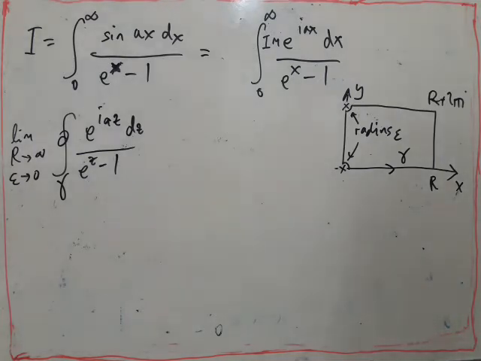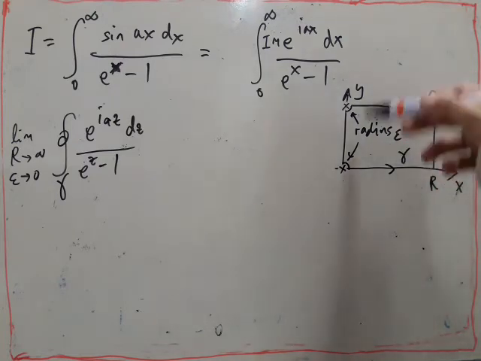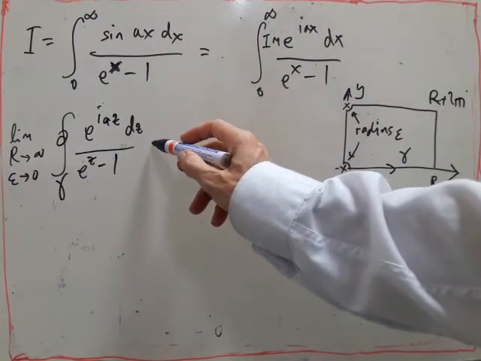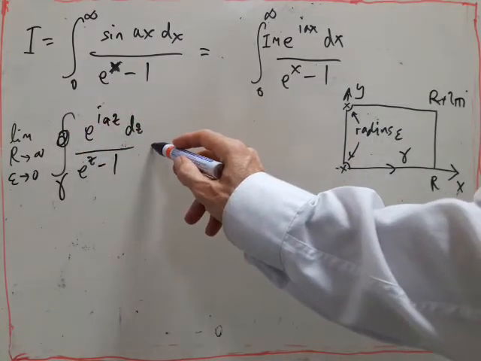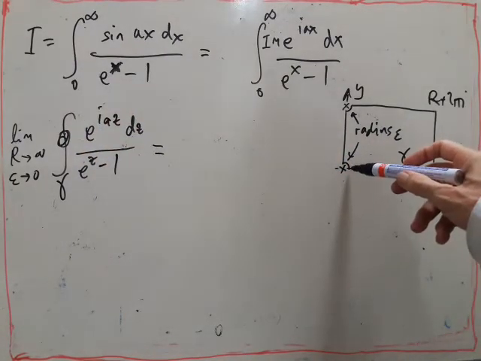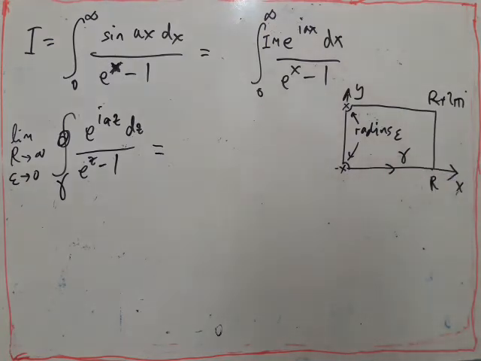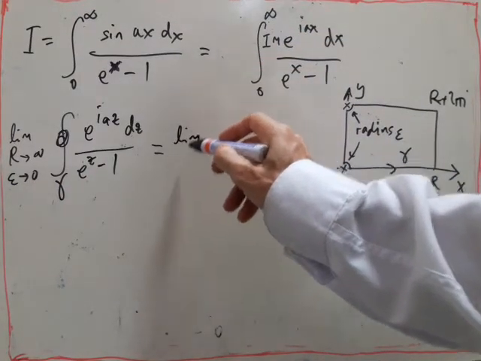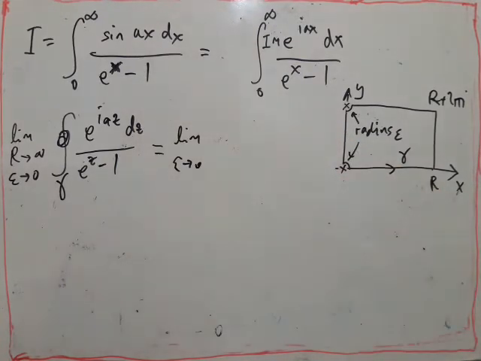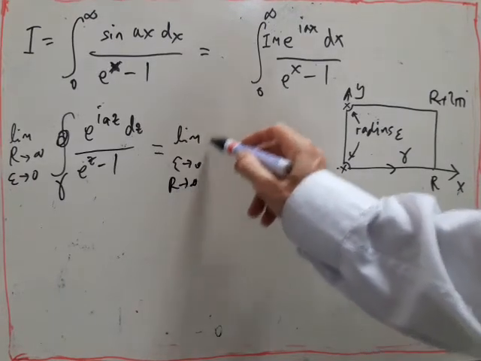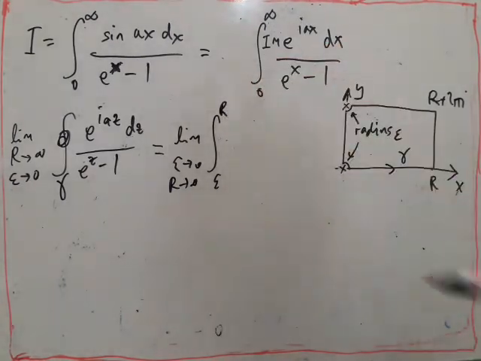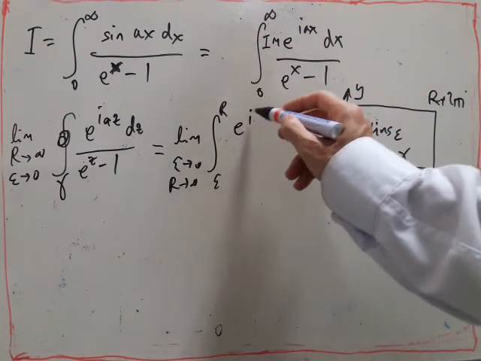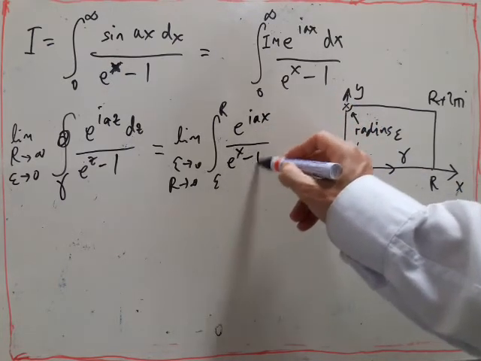So we now need to split this integral up into basically 4 bits. So the first integral is from here to here, and that is the limit as epsilon goes to 0 and R goes to infinity of the integral from epsilon to R of e to the i a x over e to the x minus 1 dx.